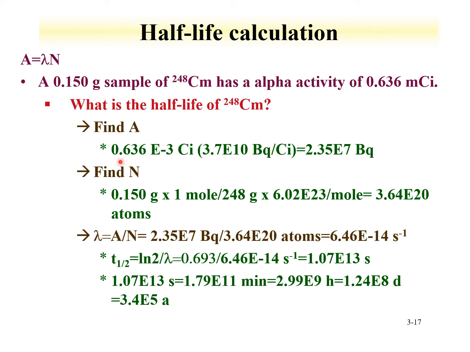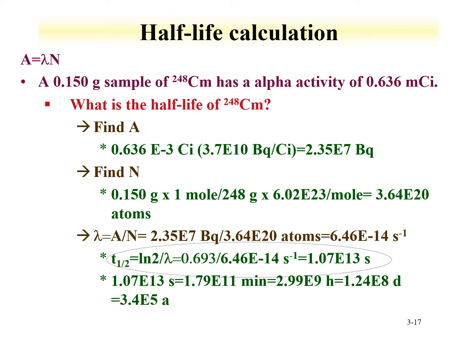So 0.636 times 10 to the minus 3 curies times 3.7 times 10 to the 10th counts or becquerels per curie, counts per second per curie, gives me my activity in counts per second. So 2.57 times 10 to the 7th becquerel. I need to find N. That's pretty straightforward. If I give you the mass and I know what the molecular weight is from curium-248, I have Avogadro's number. I can get the number of atoms, which is shown here.